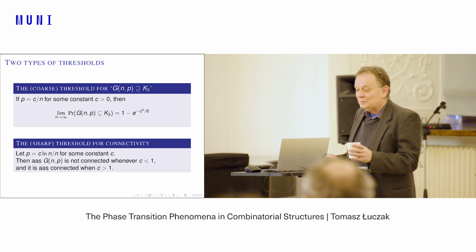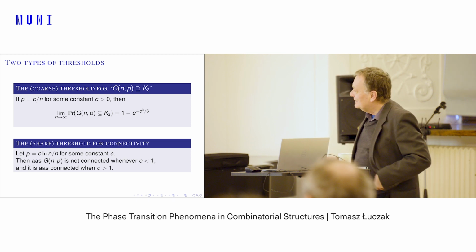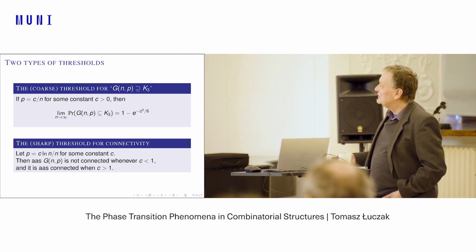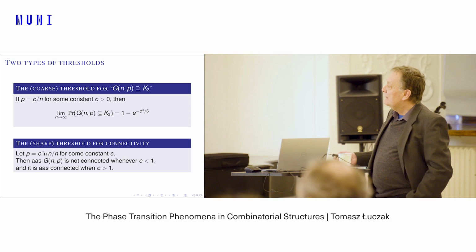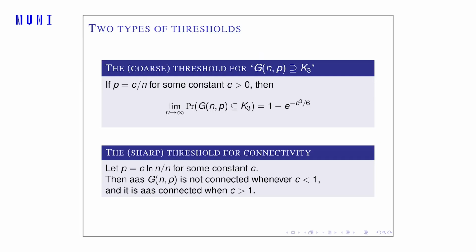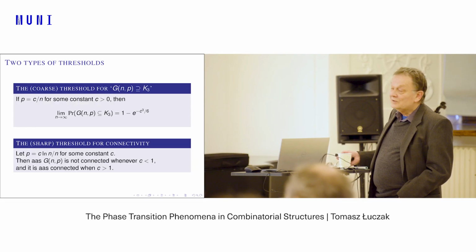I would like to prove it as well. I'm not quite sure whether we can do it, but let's try to see. There are two types of threshold phenomena in a random structure. The first phenomenon is when we look at when this G(n,p) contains a triangle. The probability that it contains a triangle is a smooth function of c. It goes from 0 to 1. When p is small, it's 0.